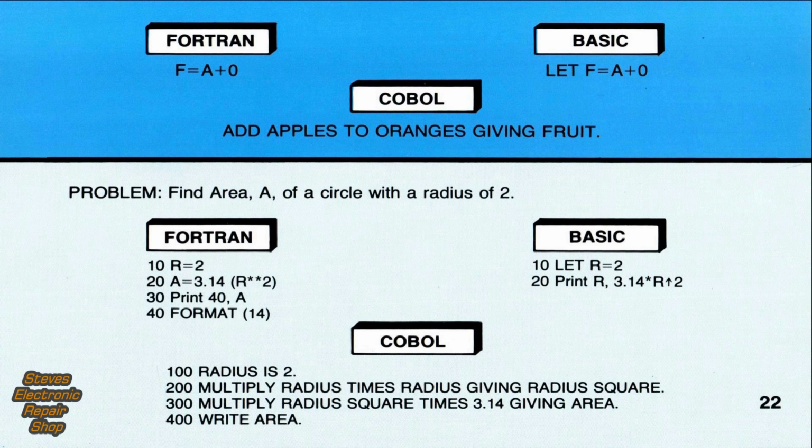Here we compare sample statements written in all three compiler languages. At the top we see Fortran, BASIC, and COBOL statements. All produce the same result. At the bottom are simple programs in each language that will compute the area of a circle with a radius of 2.